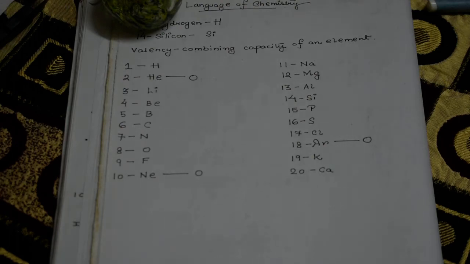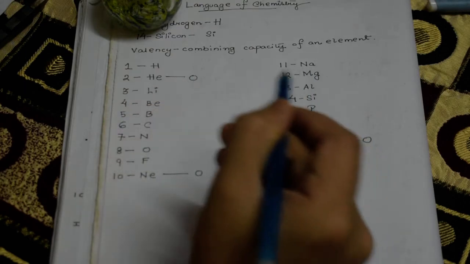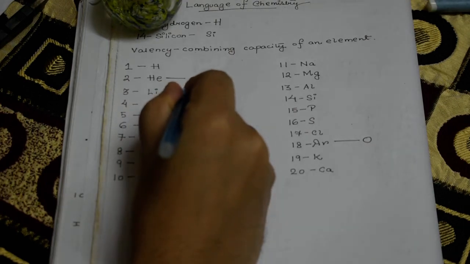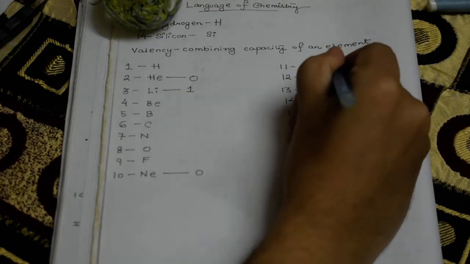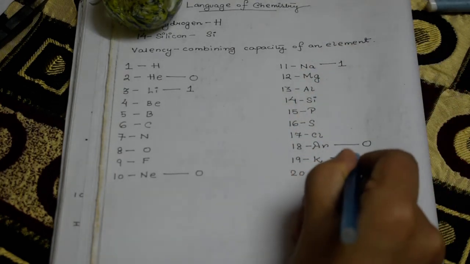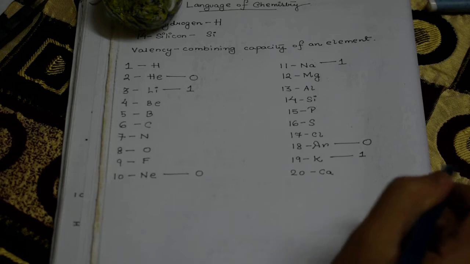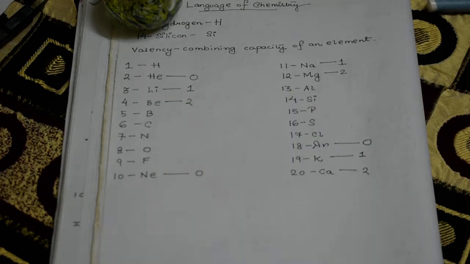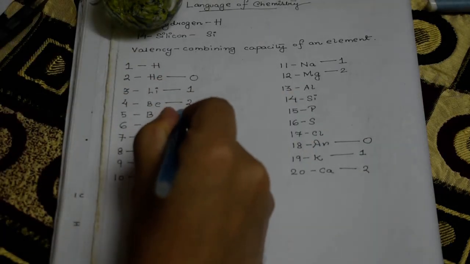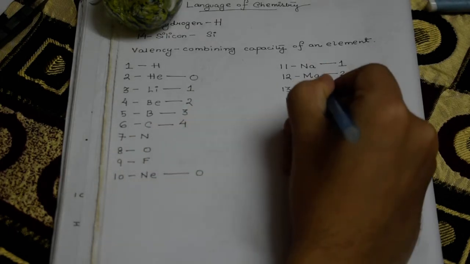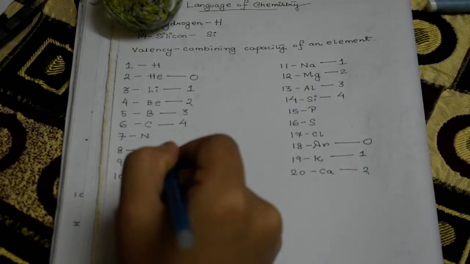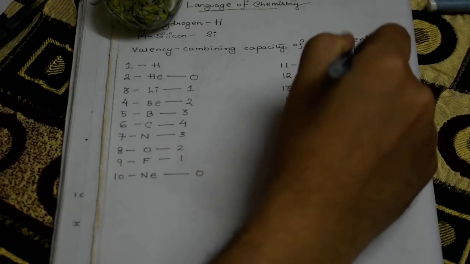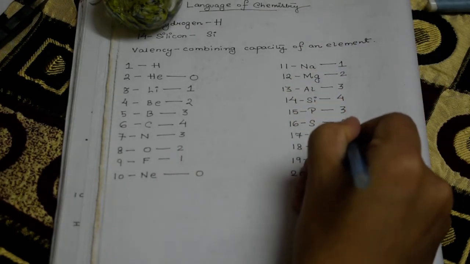Next, let us look at this pattern. Following the 0 here, we have lithium, which has a valency 1. Following neon, sodium has a valency 1. Following argon, potassium has a valency 1. Similarly, for beryllium it's 2, for magnesium it's 2, for calcium it's 2. It will follow on like this. For boron it will be 3, for carbon 4, for aluminium 3, for silicon 4. But after 4 it comes back again. So 1, 2, 3, 4, then 3, 2, 1, 0.